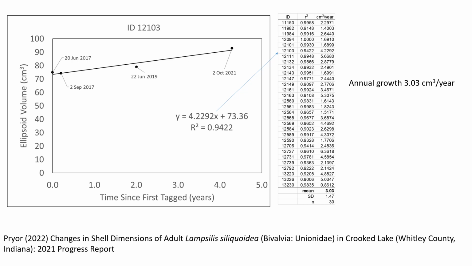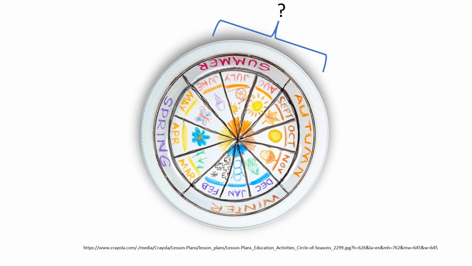That said, I've still been able to detect statistically significant changes in ellipsoid volumes in my tagged fat muckets given time. For example, I found that they grew at an annual rate of about 3 cubic centimeters per year over several years. The trouble is, I'm not satisfied with knowing annual growth rates.